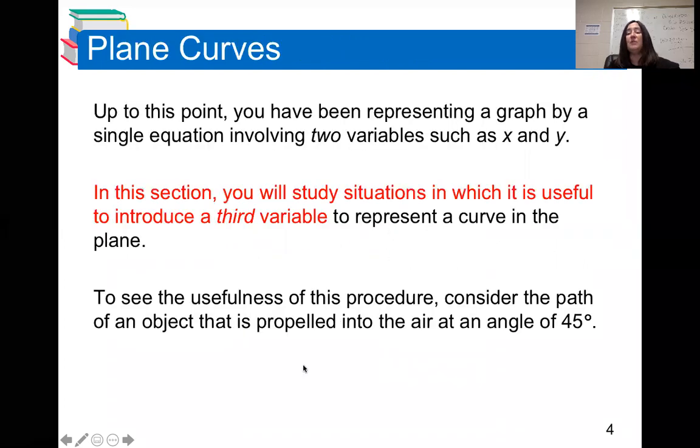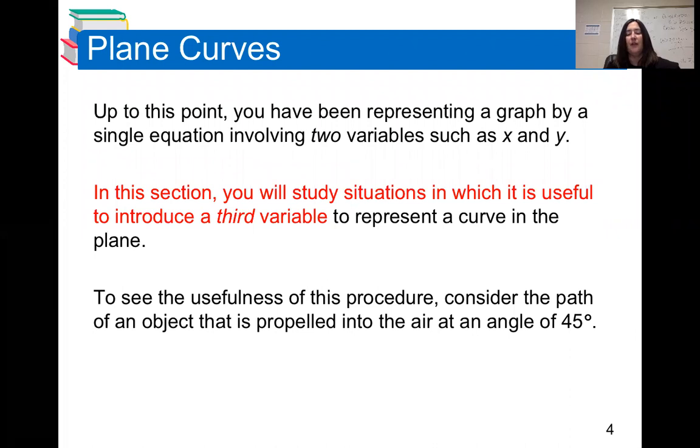Every time you've had an equation prior to this, they've always been in terms of x and y. So what we're going to do is introduce another variable. And this third variable that we're going to introduce for right now is going to be t for time.